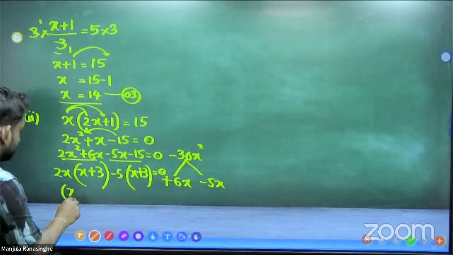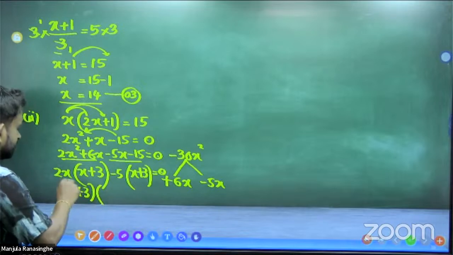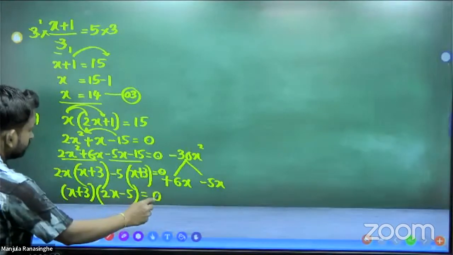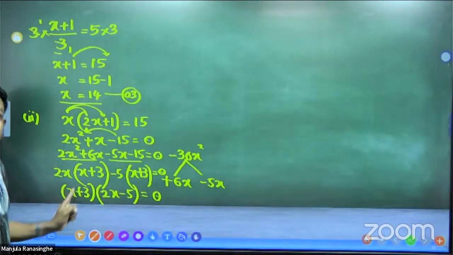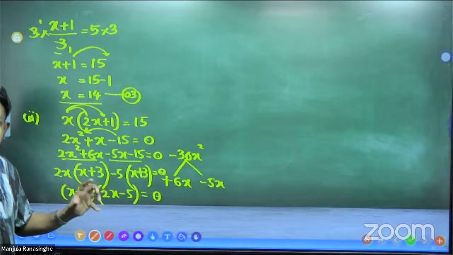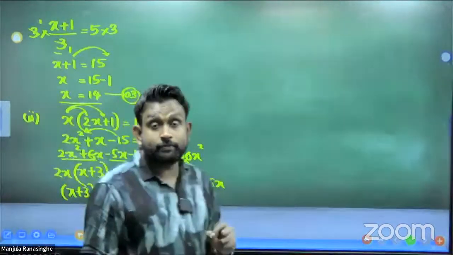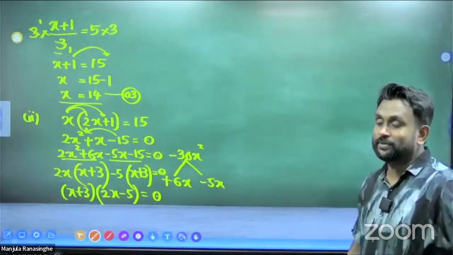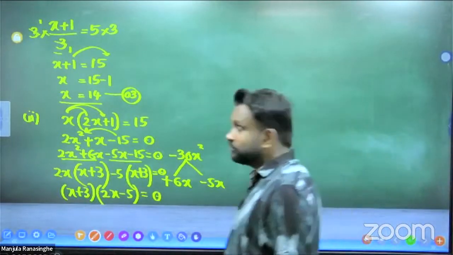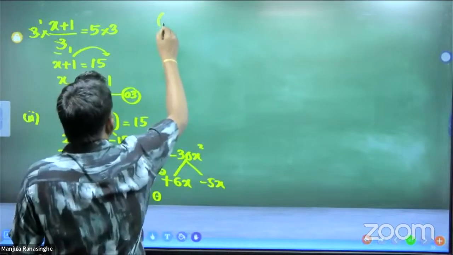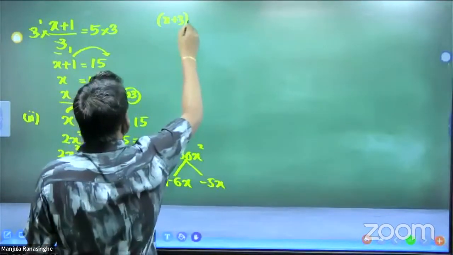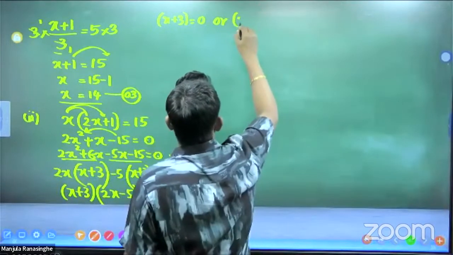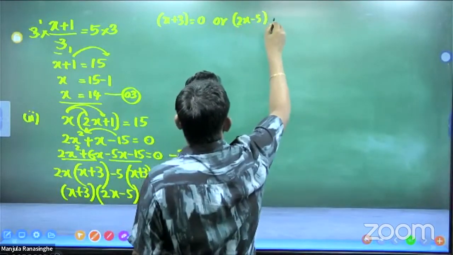Taken out x plus 3, and then here 2x minus 5 equal 0. Okay, now a product became 0. Now it's factorized. So you know in maths, to make a product 0, at least one of them must be equal to 0. Then x plus 3 equals 0, or you write the other one, 2x minus 5 equal 0.